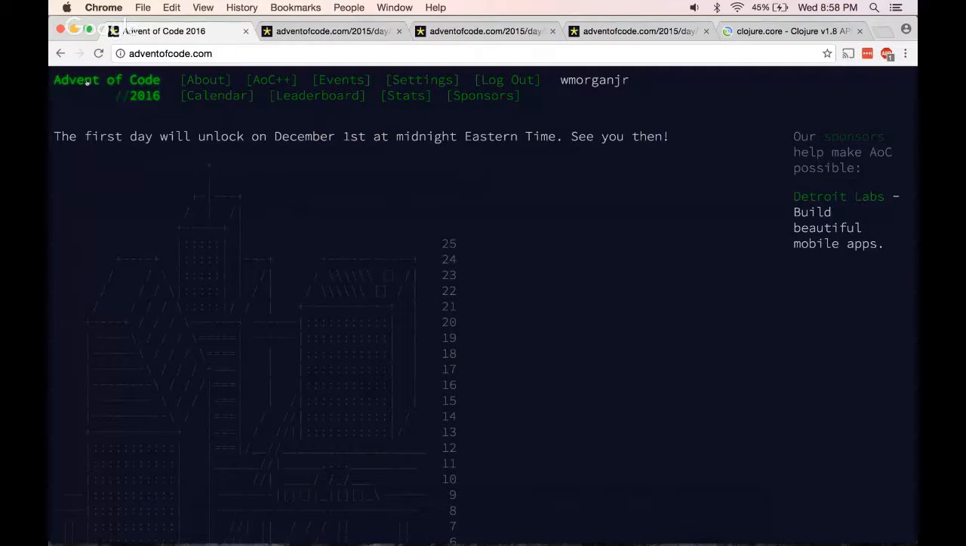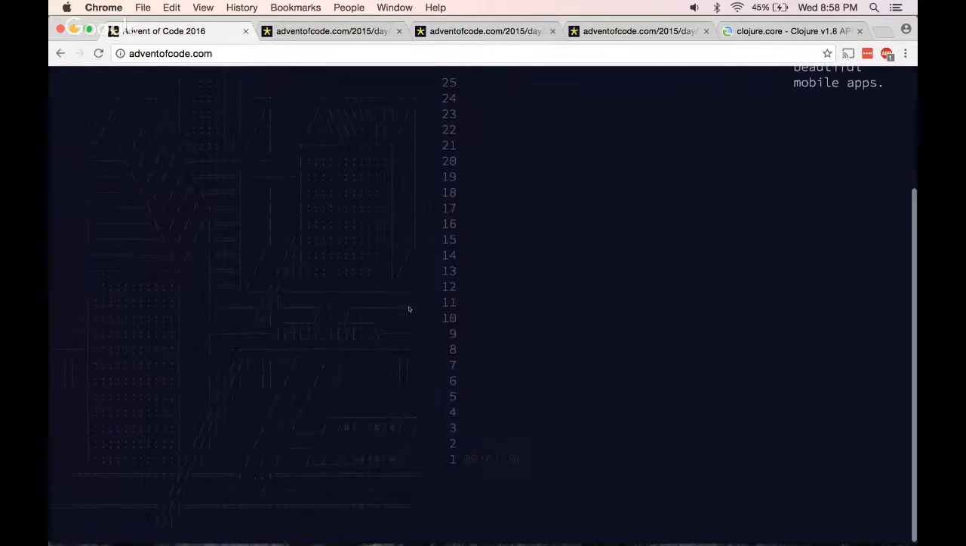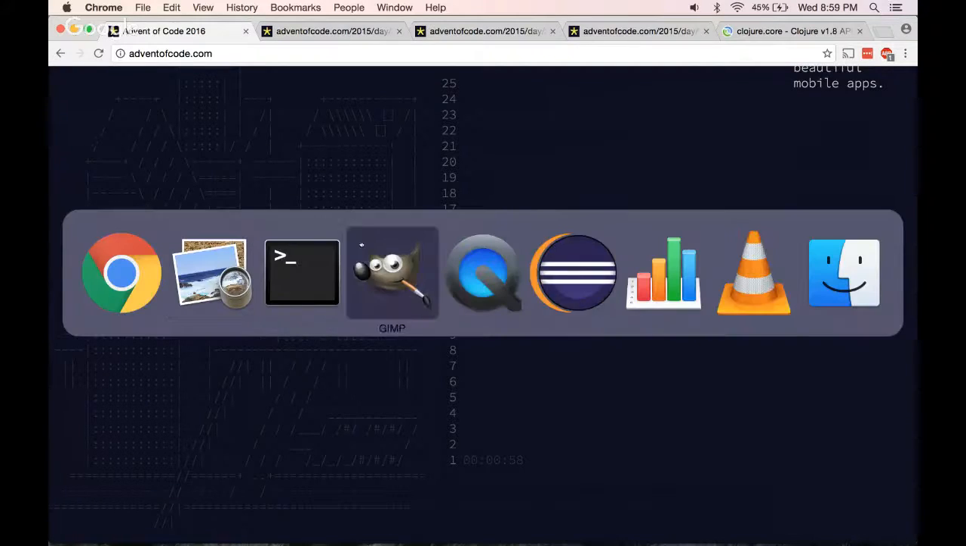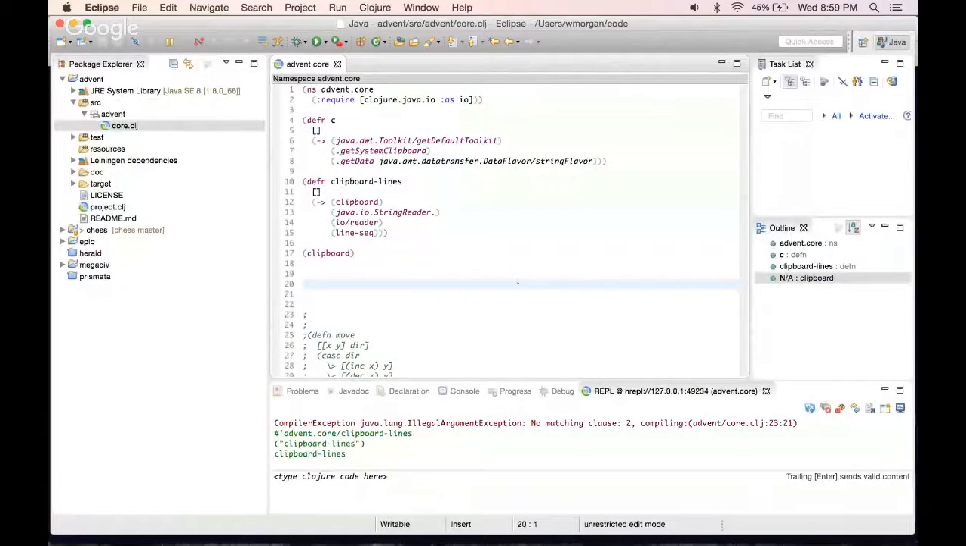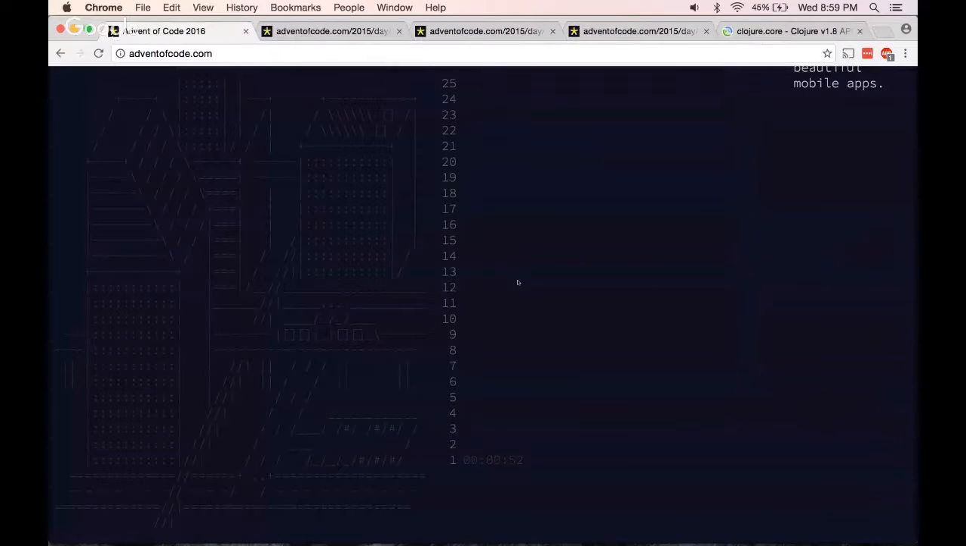So I have my Advent of Code page open here. I've been working with some of the problems from last year. I have my REPL environment set up. Going to be doing this in Clojure, if at all possible. Looks like we have about 50 seconds before the problem goes live.